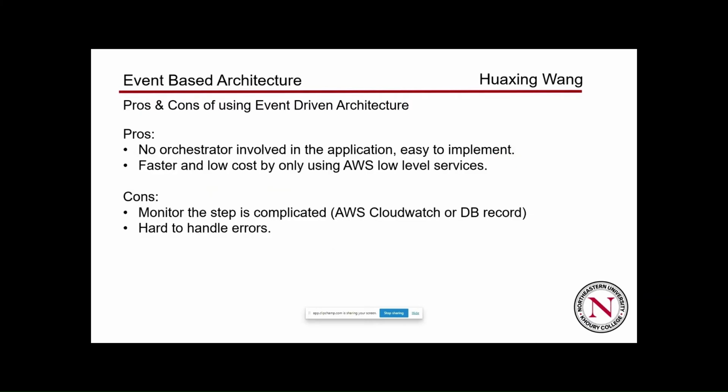What are the advantages and disadvantages of using event-driven architecture? The advantage is that there's no orchestrator involved in this application, so it is very easy to implement. It is fast, and low cost by only using the AWS low-level services. The disadvantage is that monitoring each step is complicated. We have to use AWS CloudWatch or database records, and it is also very hard to handle the errors.